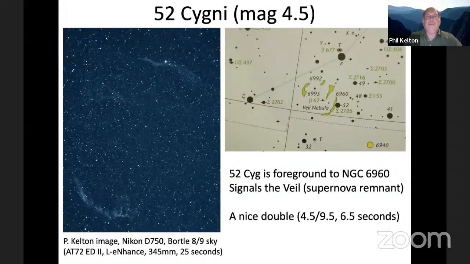Okay, the next one, 52 Sig, is interesting because it's a signpost for the Veil Nebula, one of the most famous objects in the sky, and a supernova remnant.